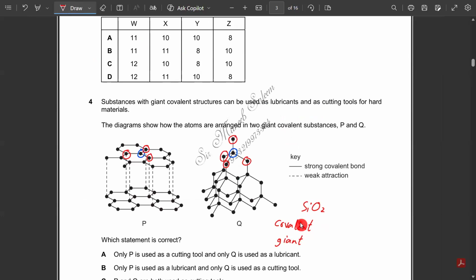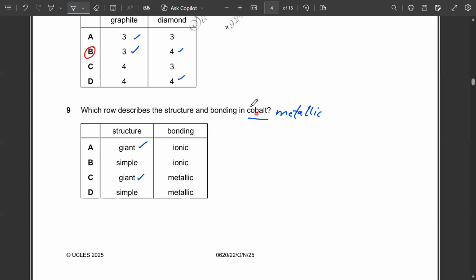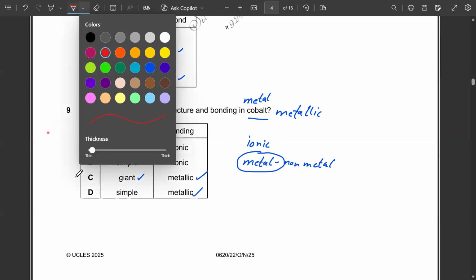So, for the bonding present in cobalt, since it is just a metal, mostly students are confused with the ionic, but as you remember, an ionic compound would involve both metal and non-metal. Metal bonded with a non-metal will be considered to be ionic. If there is just metal mentioned in the question, you will say metallic. There is just a metallic bond in it. So for this reason, C is the correct option.